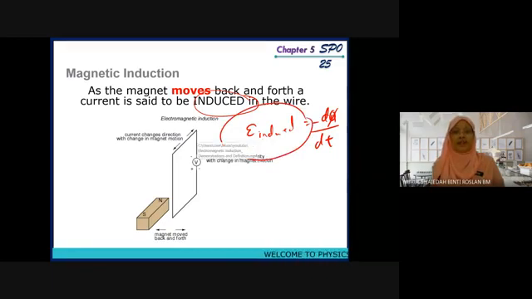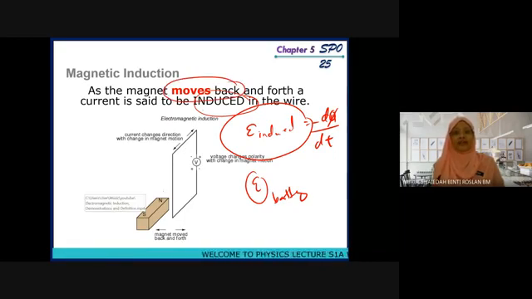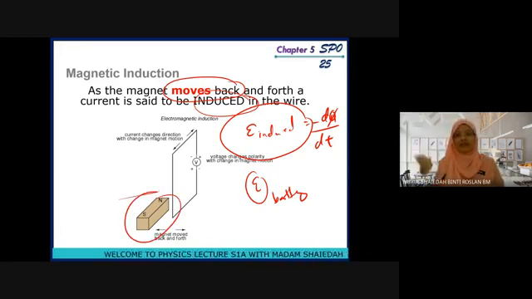Apa beza induced EMF dengan EMF? EMF comes from the battery or power supply. But induced EMF happens when they are changed. So dalam kes ni dia move back and forth. So dia bergeraklah, dia gerakkan this one, the magnet back and forth. So a current can be produced. So when the current is produced, so actually dia ada voltage. So this voltage we call it induced EMF. Dan current yang terhasil tu kita panggil dia induced current.